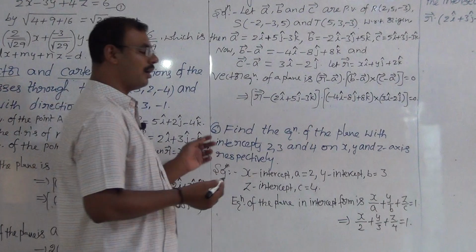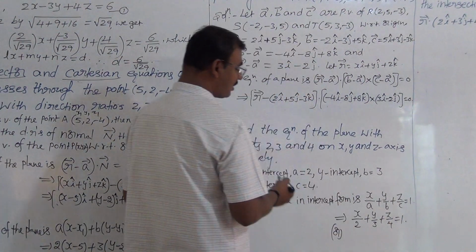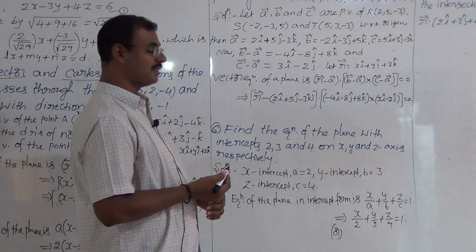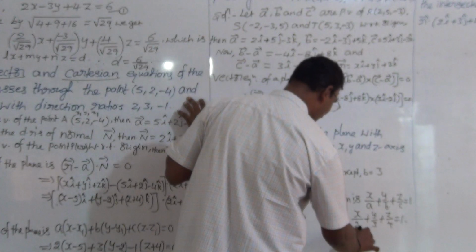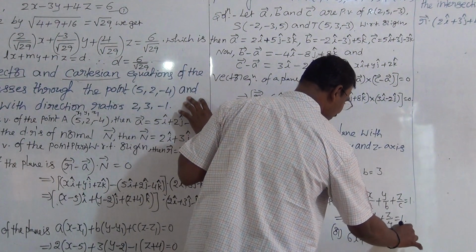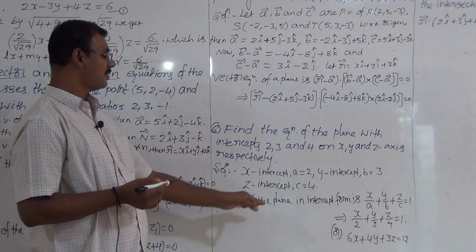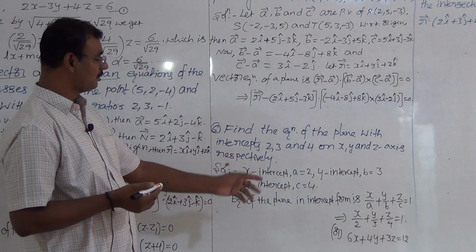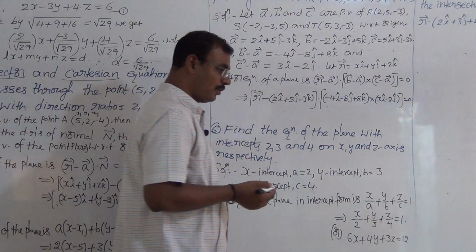Or else if you want to take the LCM of 2, 3, 4, what is the LCM? It is 12. So it becomes 6x plus 4y plus 3z is equal to 12. So both are correct, no need to simplify. This is more convenient, but according to our time sense, we should always simplify. So this is the intercept form model.